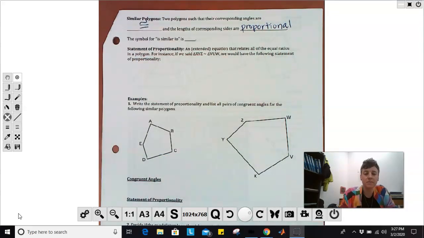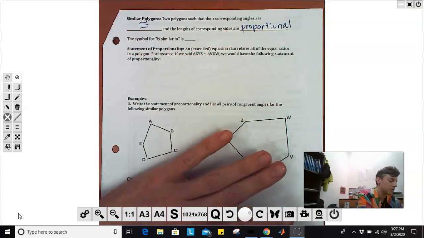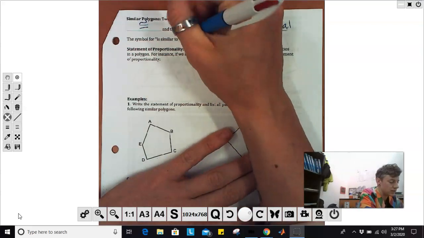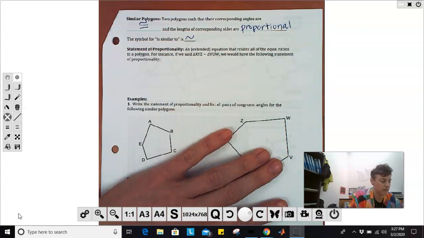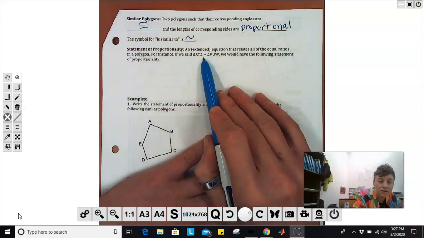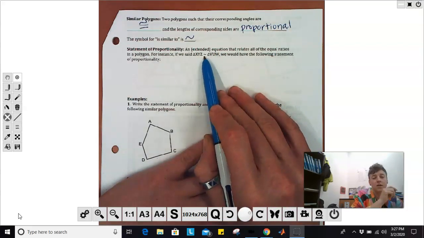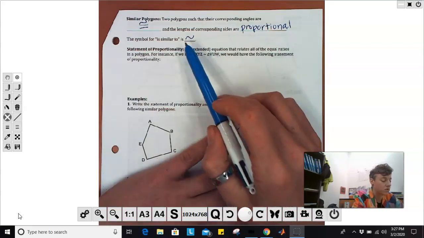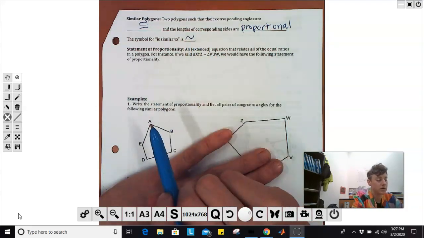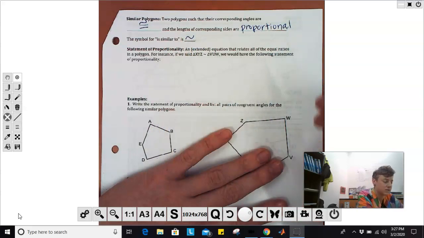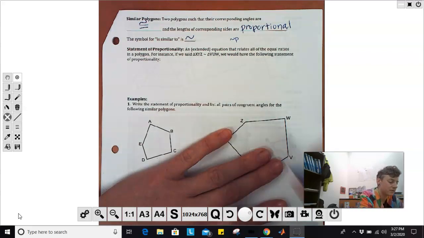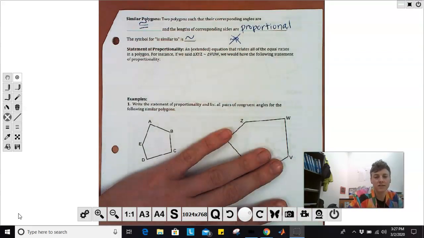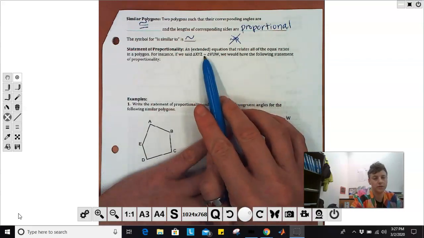The symbol, because of course we got special symbols for everything, the symbol for similar is this tilde. So that right there is the symbol for similar. You may recall we also used this tilde before when we talked about not, where we had like not P. So it's not that in this case. We are recycling that symbol and using it for similar.